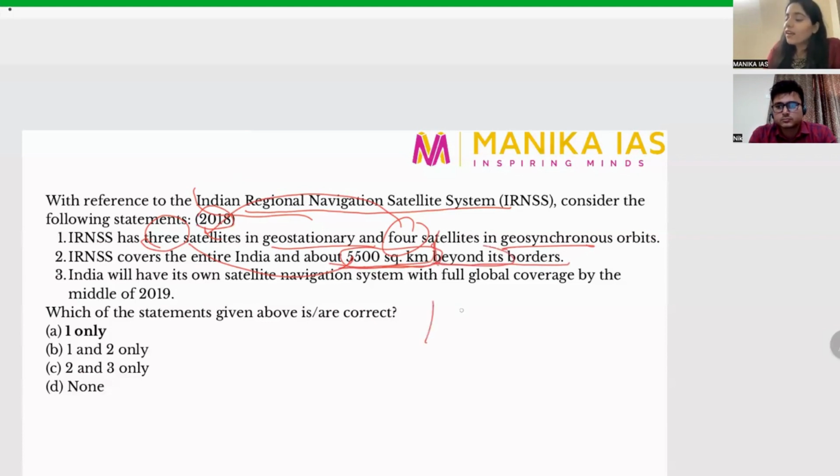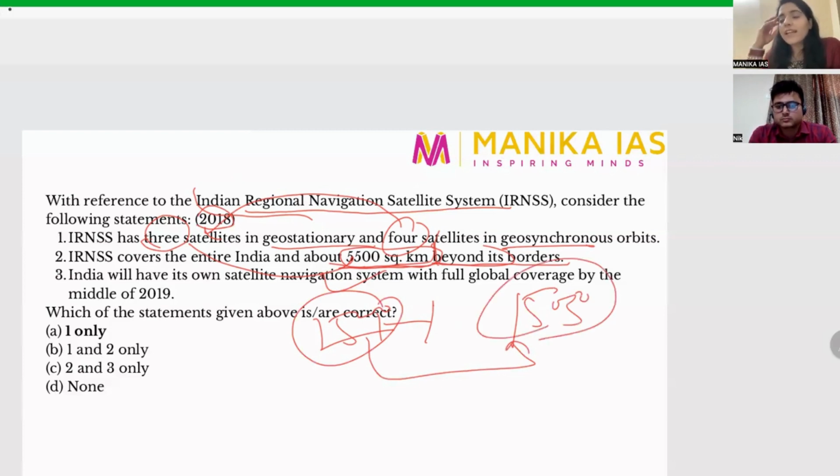So India's area along with 1,500 kilometers is the coverage. They have played with the fact, but look at the difference: 1,500 to 5,500. Even with a basic understanding of how much area it covers, you know that it cannot be this much. They're not asking like, if they had done 1,600, then you would have said that they have played with minor facts, but it's not like that. They're not going to play like that.